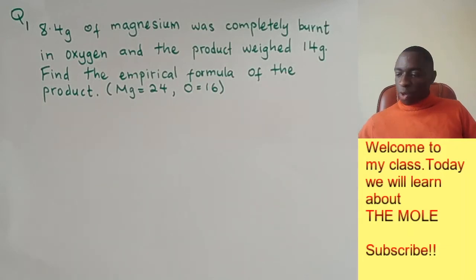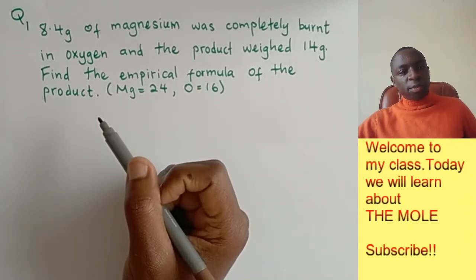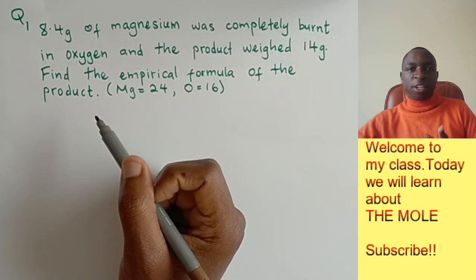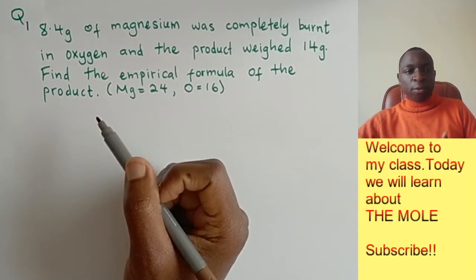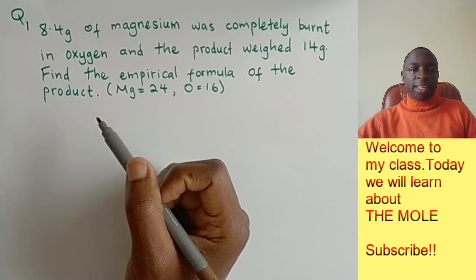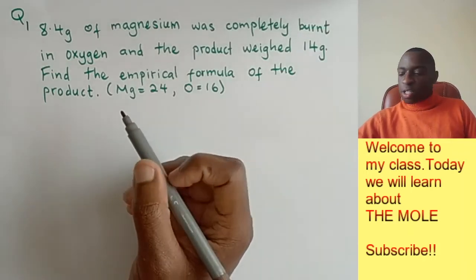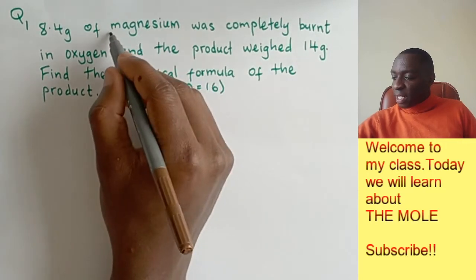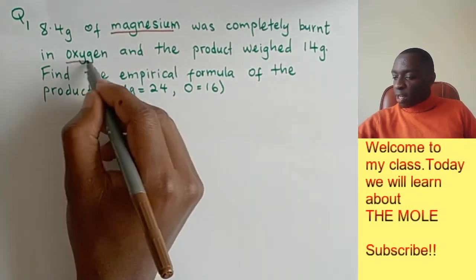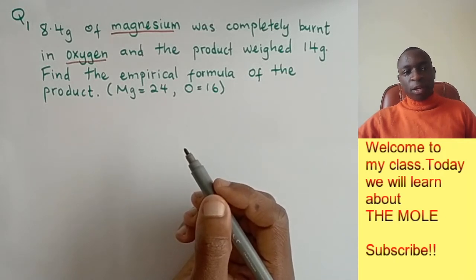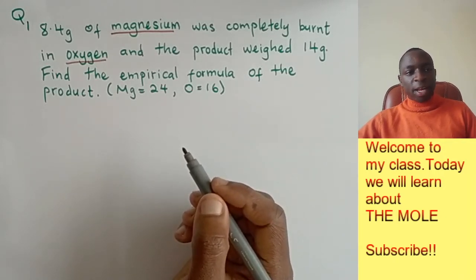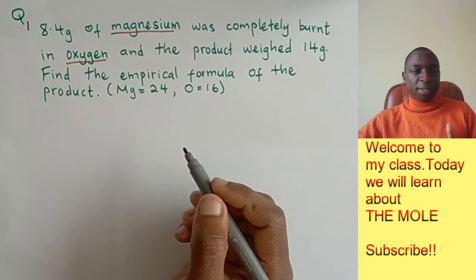All right, so the question is: 8.4 grams of magnesium was completely burnt in oxygen and the product weighed 14 grams. Find the empirical formula of the product. So you can see in this question we have magnesium and oxygen reacting to form an oxide of magnesium. If you're to calculate the empirical formula, then you're going to follow the following steps.